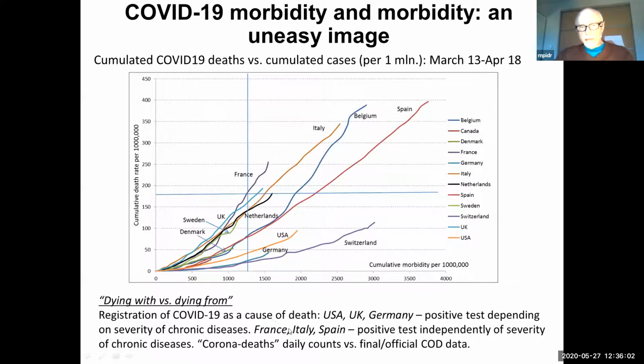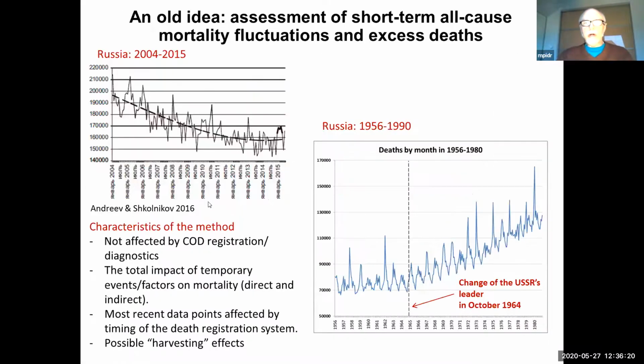Another problem is that these counters and the current registration of COVID-19 deaths differ in many cases from the final registration of deaths and from how the final statistics on causes of death would look after the end of the year. So, here we exploit the old idea, the assessment of short-term all-cause mortality fluctuations and excess deaths.